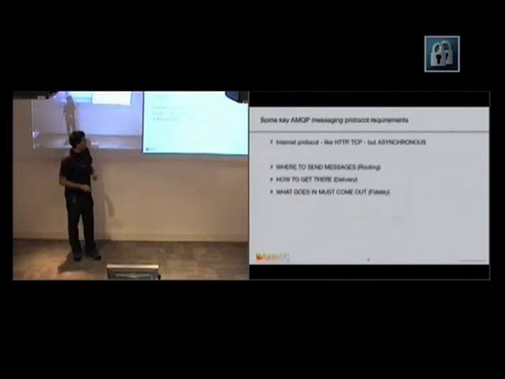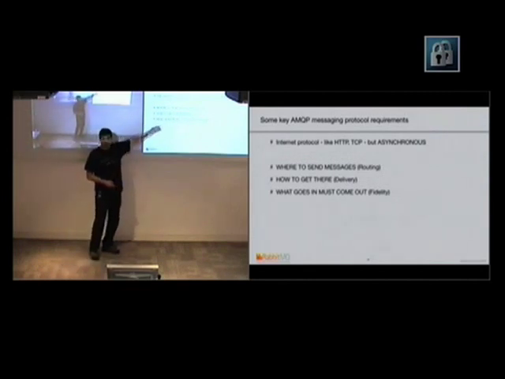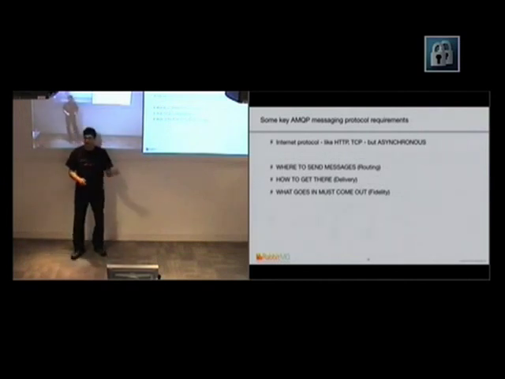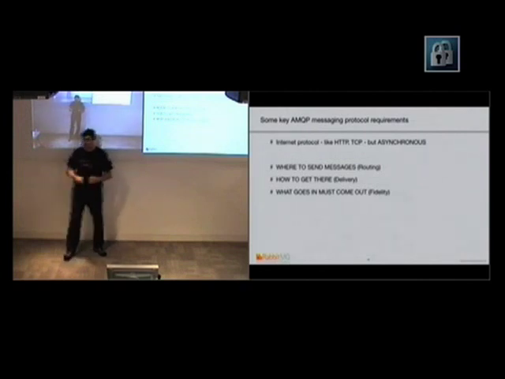And AMQP is aiming to fill that gap with these fundamental properties: routing, delivery, and fidelity. So routing is, where do I send messages? Who do I send them to? Delivery is a queuing property. How do they get there? How do they get buffered? Do they get sent to multiple consumers at once? Or do they get held in place for one specific permitted consumer to take exclusively? And then how do you build more complex patterns out of that?